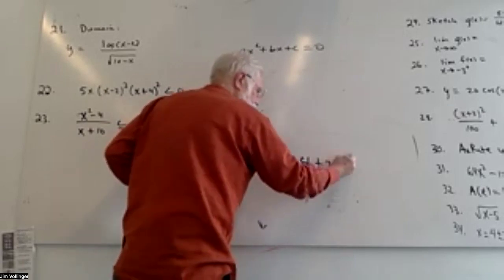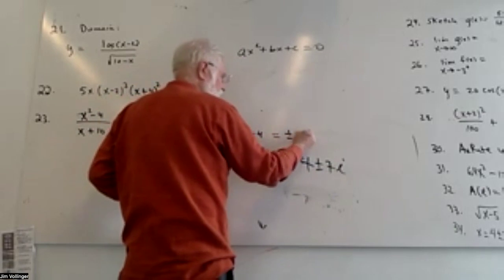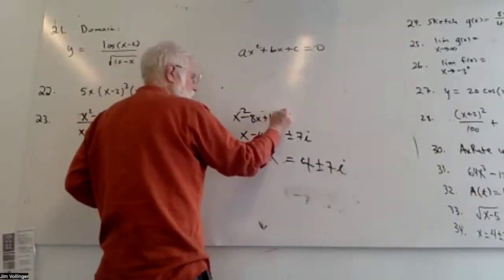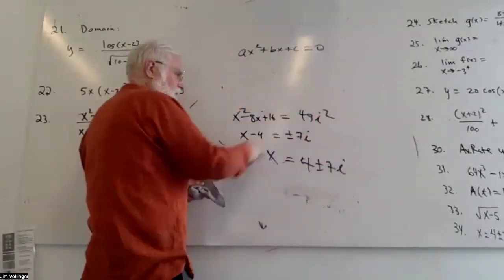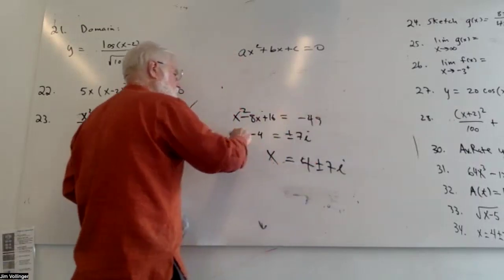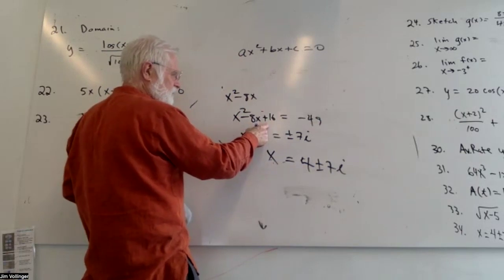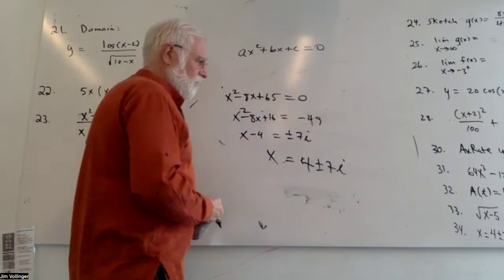Step 1, move the 4. x minus 4 equals plus or minus 7i. Step 2, square. x squared minus 8x plus 16 equals positive 49i squared. 49i squared is minus 49. Minus 49 is going to come to the other side. x squared minus 8x plus 65. Okay, so that's that one.